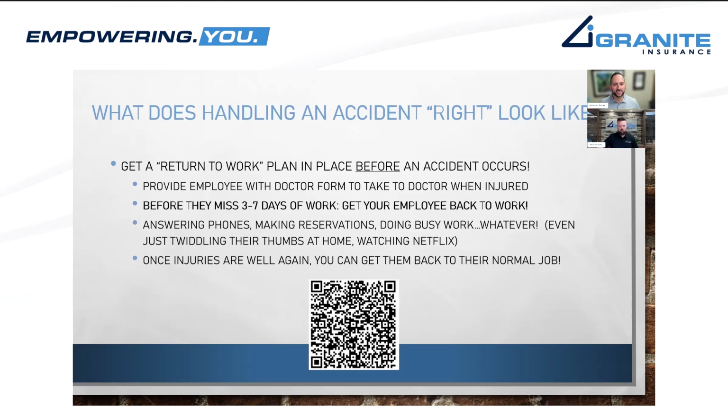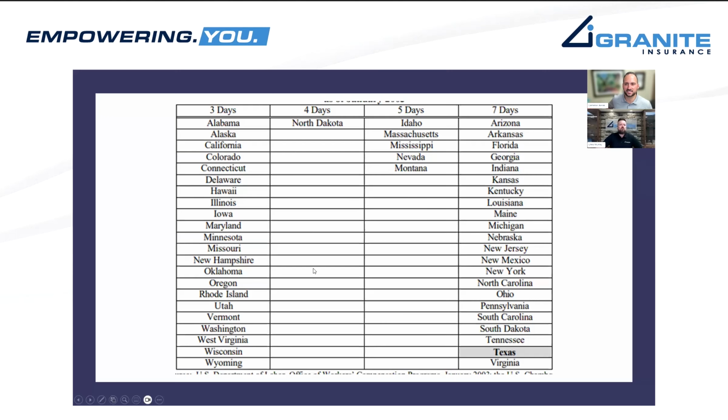The key here is whenever they get that doctor note back, you have to get them back to work within 3 to 7 days. And this 3 to 7 day window depends on which state you're in. So we'll provide a chart here on the next slide that shows you. Actually, I'll just flip to it now and then flip back. This is the deviation of states, whether you have to have them back to work within 3 days in order to get this huge discount, which we're going to talk about in a minute, 4 days, 5 days, or 7 days.